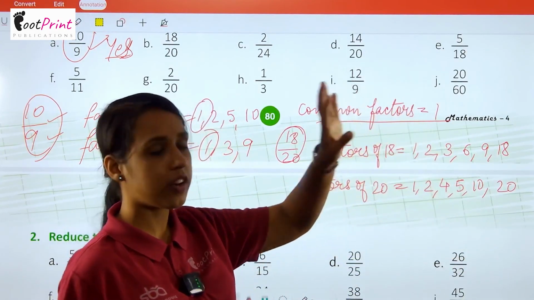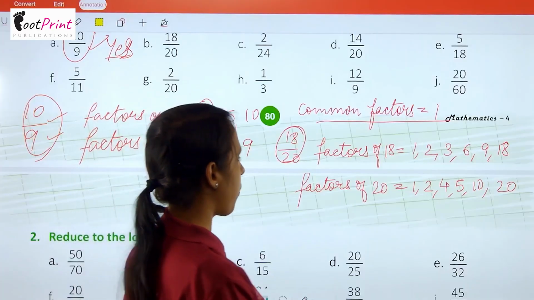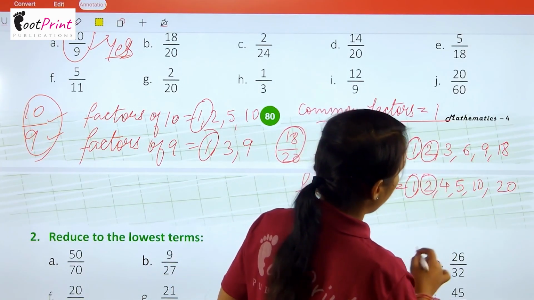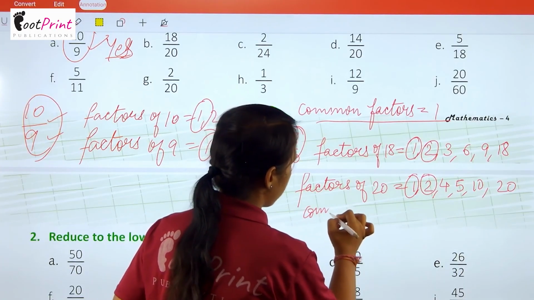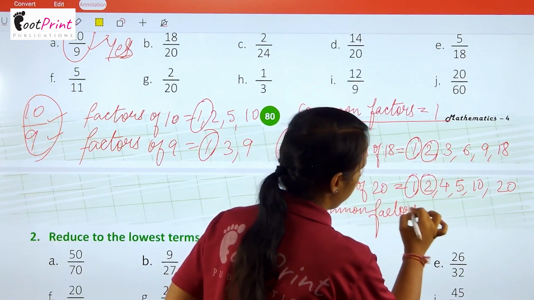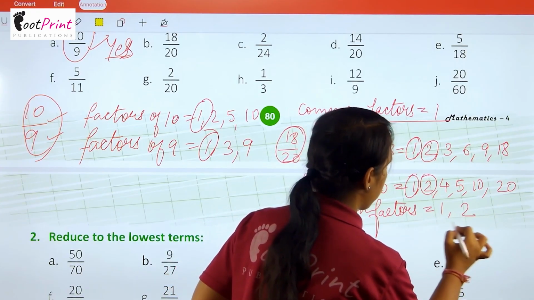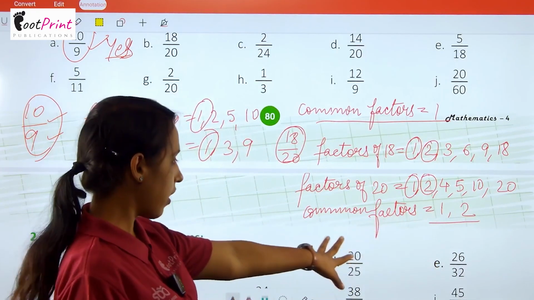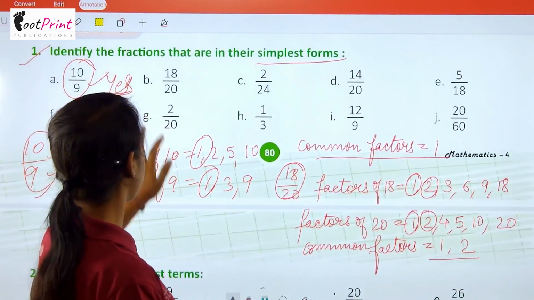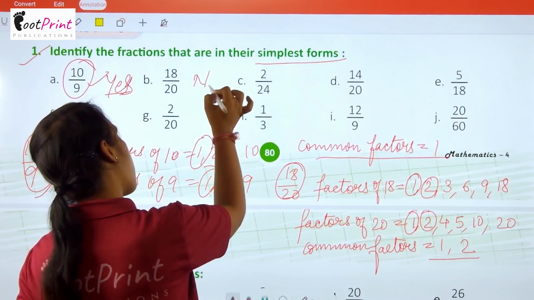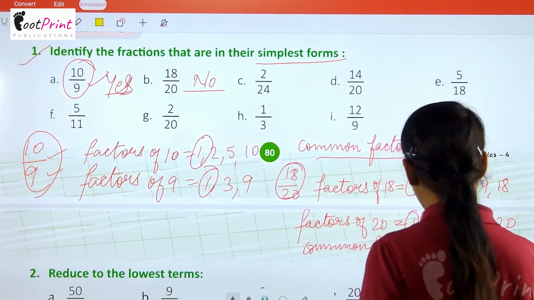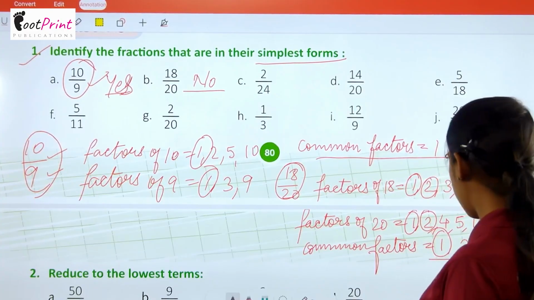Now we will find what? Common factors of both the numbers. So here the common factors are 1 and 2. It means two common factors are there. So we can say that the given fraction, that is 18 by 20, is not in its simplest form because here the common factor is not only 1, here 2 also.